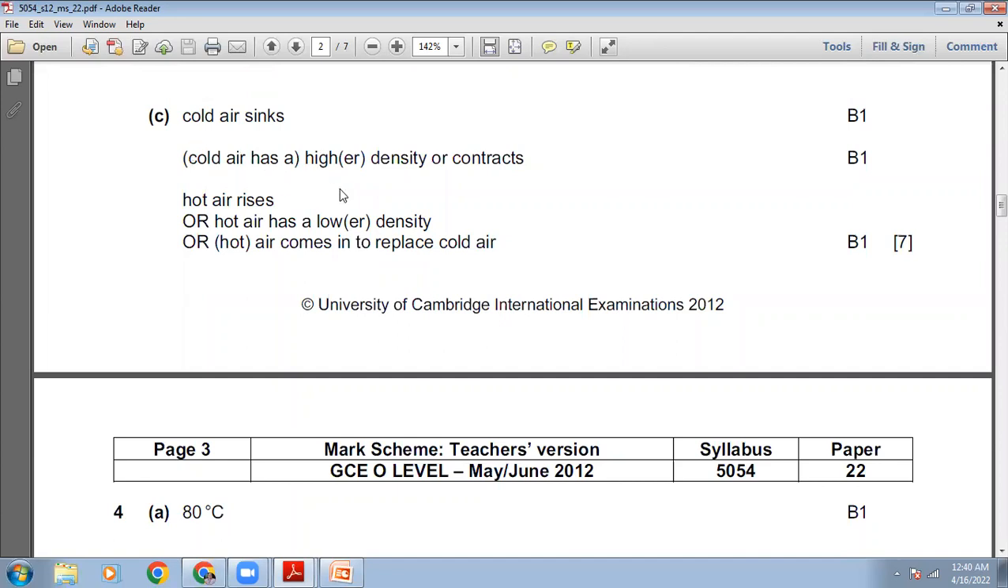Cold air sinks, cold air has a higher density or contracts, hot air rises, or hot air has a lower density, or hot air comes in to replace the cold air. So that was the question number 3.